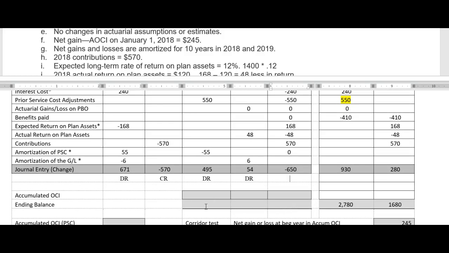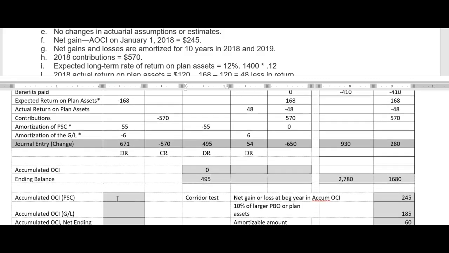Now, the next thing that is important is we have to be able to know what our accumulated OCI balances are in the future. So here, to start the period, we had absolutely nothing in accumulated OCI. We're adding 495 to it, so we're going to carry a 495 balance in prior service cost. That is a debit. So if you want to put the debit there, you can, because we're not going to add anything to that. We're going to add them up here in a minute. What was our beginning balance in the PSC?